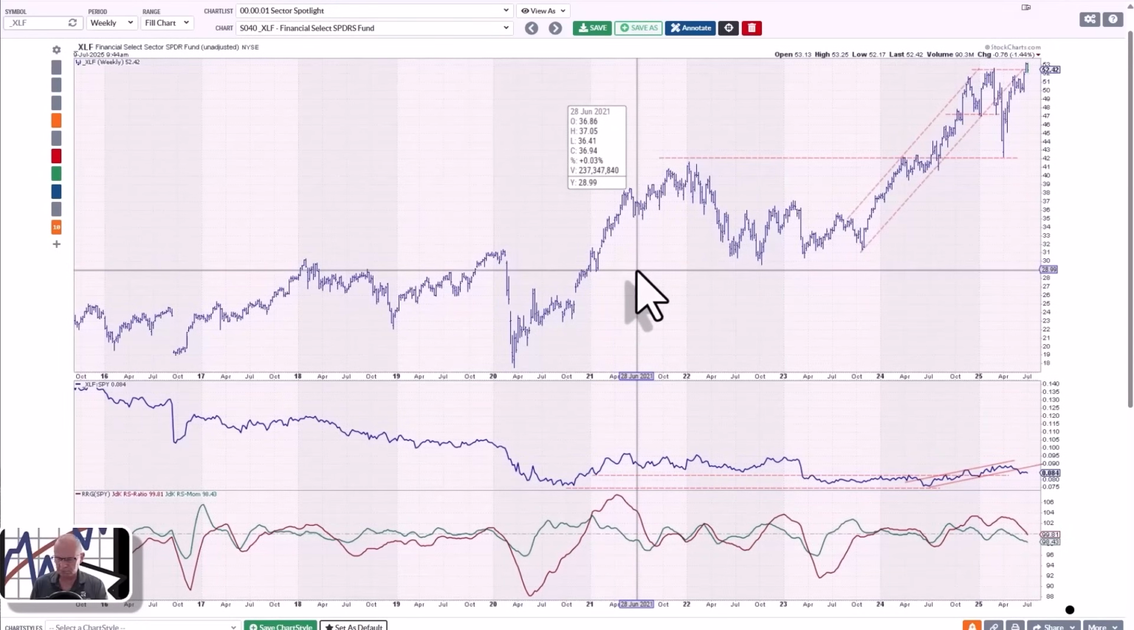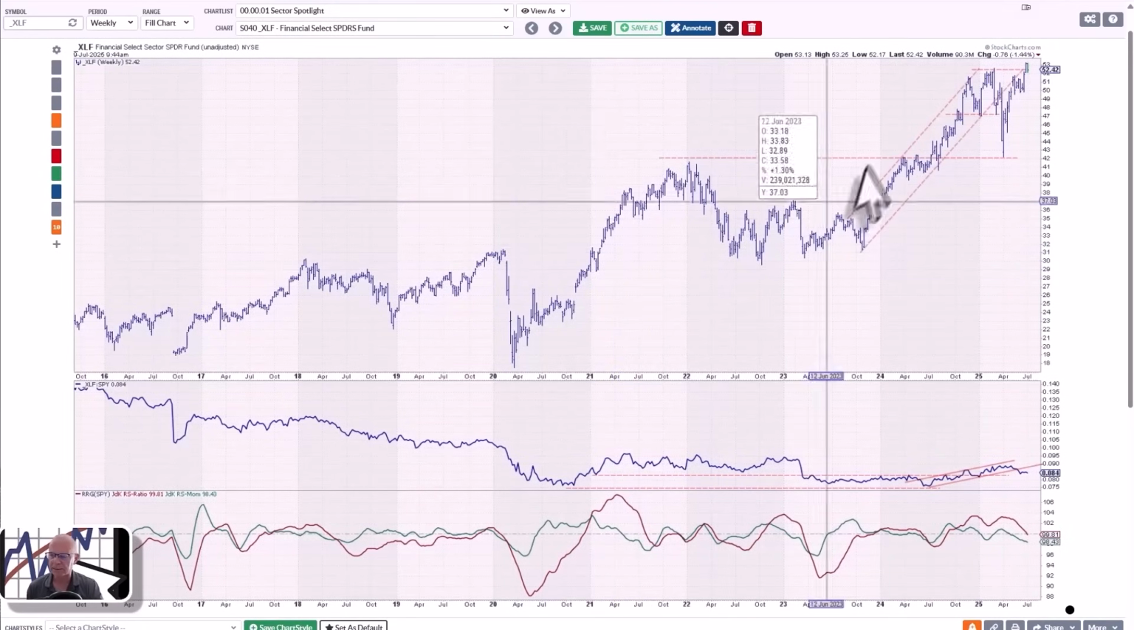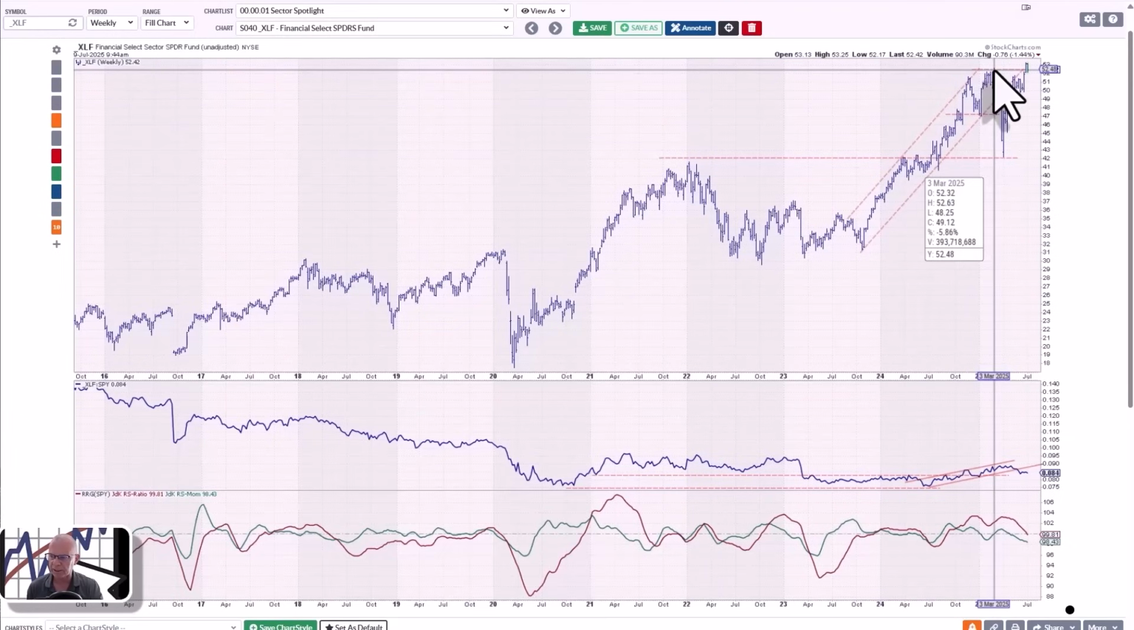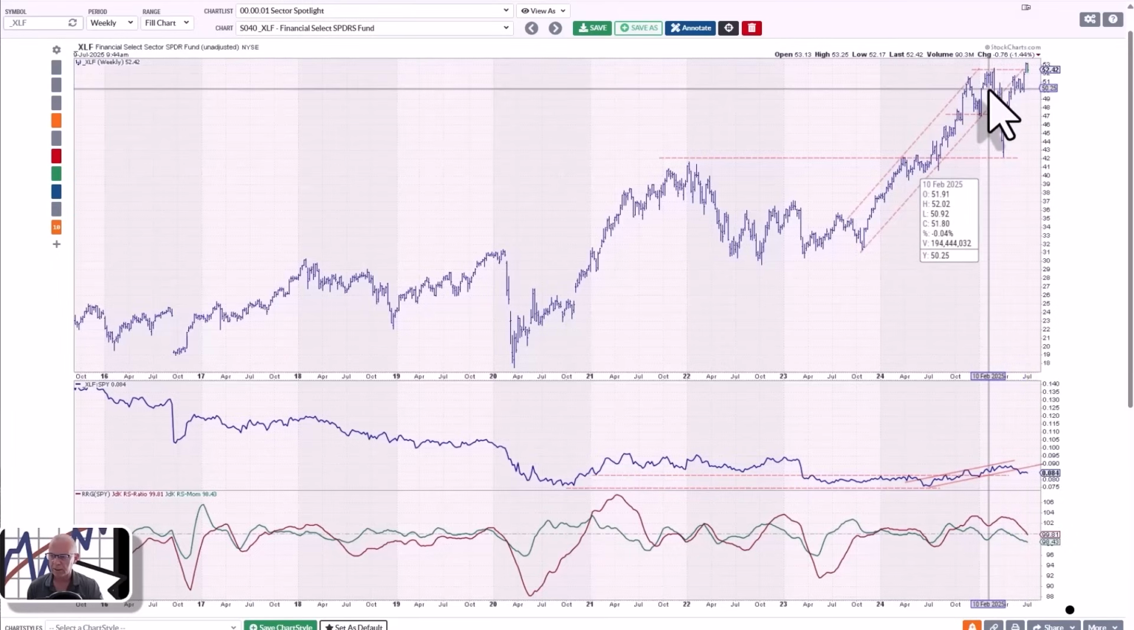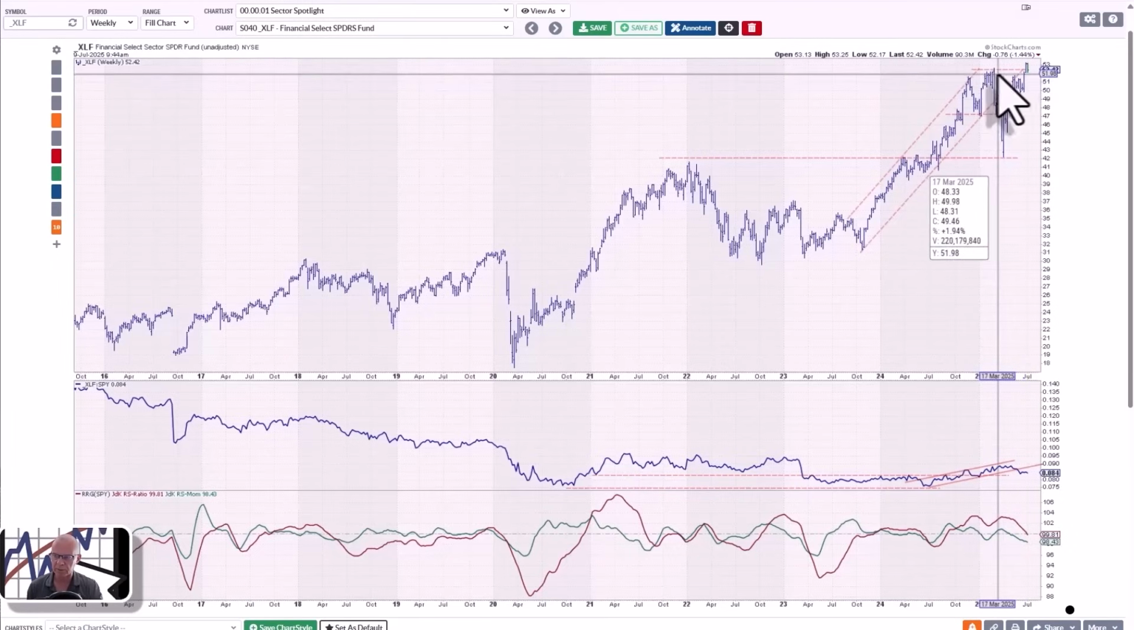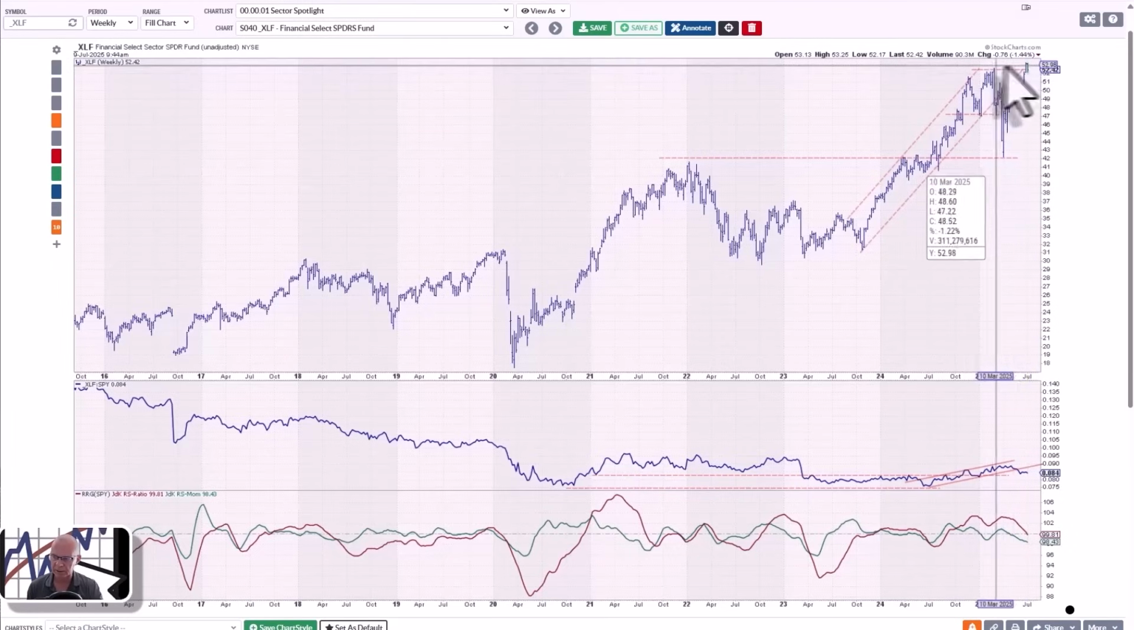And then the last sector chart I want to look at is for financials, XLF. The break is there, but we're dropping back, and we're now back into the old resistance area, which now should start acting as support. So very important that we can hold in this area here.